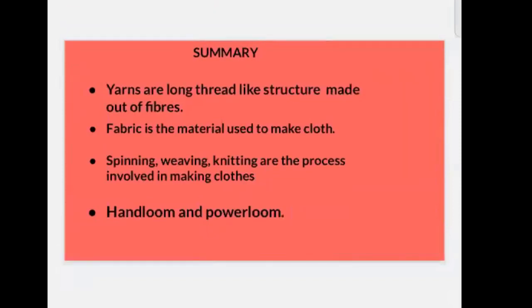So our next slide is summary. We are going to summarize what we have seen in today's chapter. So first element of today's chapter was fiber. Fibers are the raw material that we get from plants and animals and sometimes from chemical compounds. The second point was yarn. We get yarn, a long thread-like structure, by pulling and twisting of fibers. The third, fabric is made from long yarns. Spinning, weaving, knitting, dyeing, these are some of the processes involved in making clothes. And there are two kinds of loom, that is hand loom and power loom.